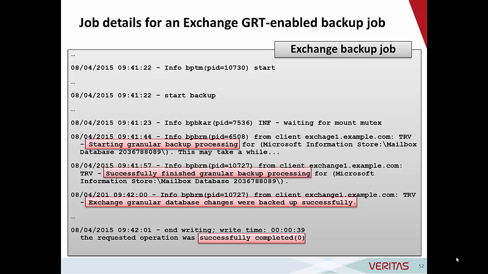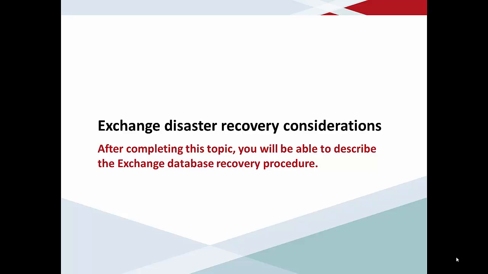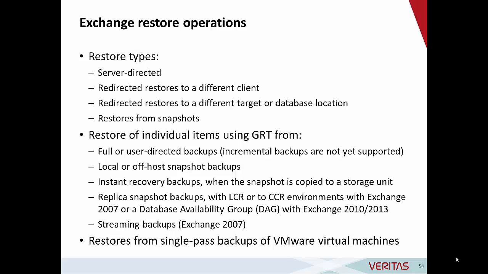Here's an example of the job details from the actual backup job. And so you can see the normal entries here that you'd see for any backup job. You can also see Exchange-specific information here, like the starting of the granular backup processing and whether it was successful or not.